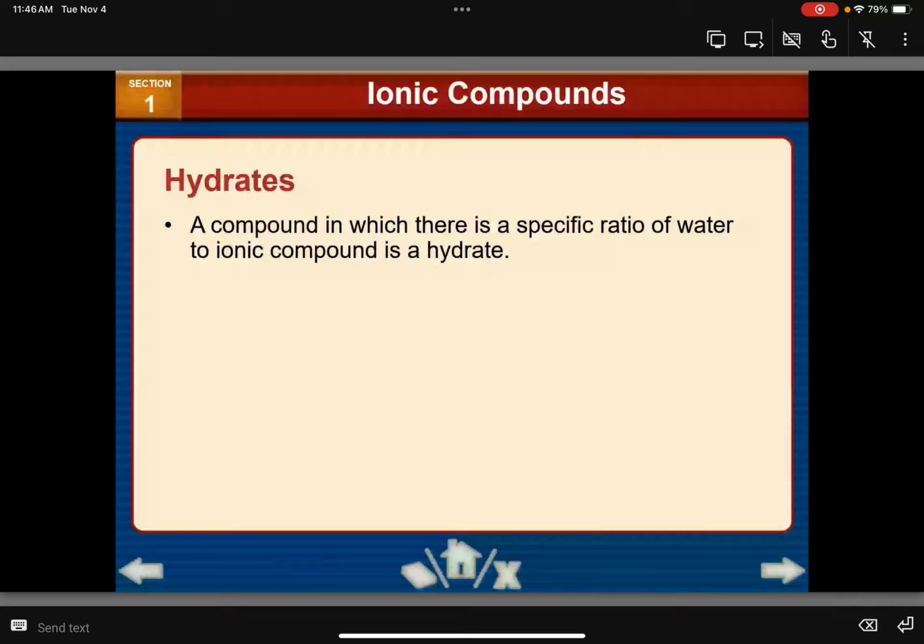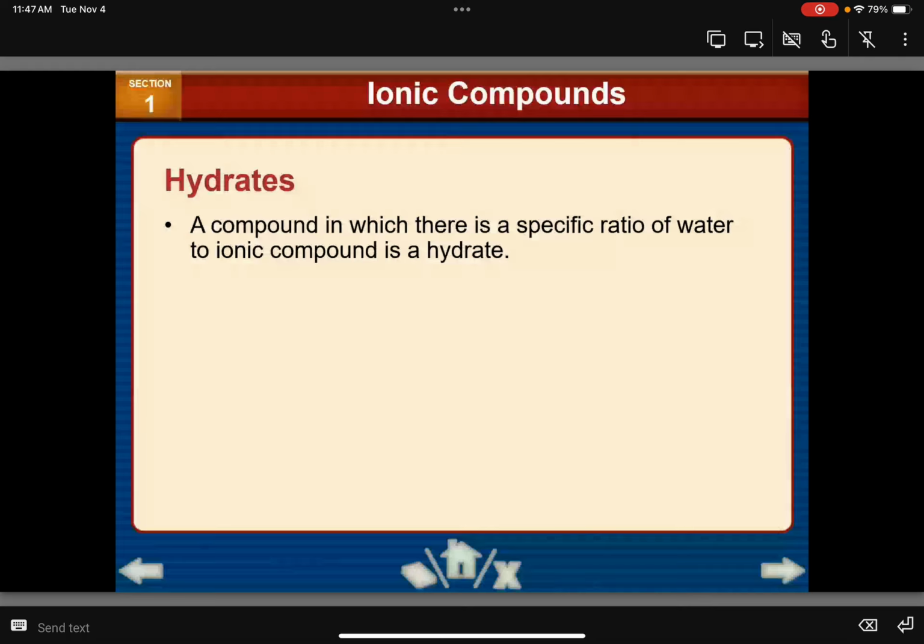3 slides left for section 1 notes. So we're gonna finish those today, then I have another worksheet for you. So then we'll be done with lesson 1. Yay! Alright. So hydrates.